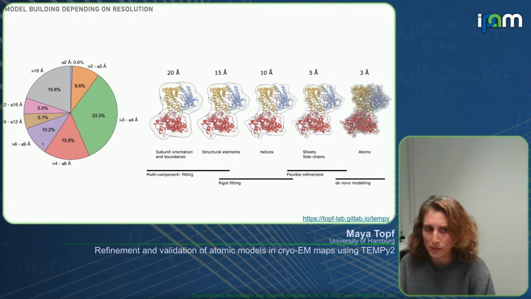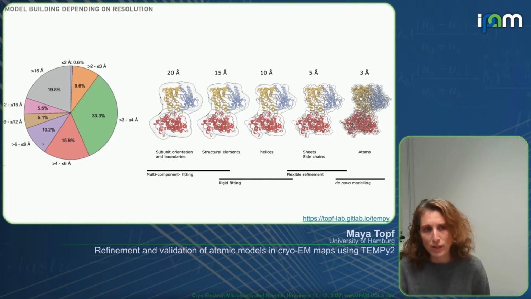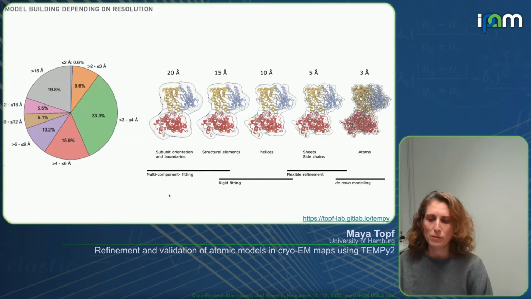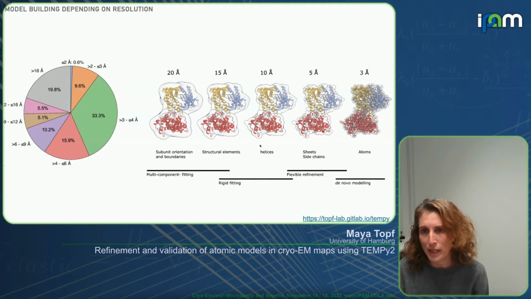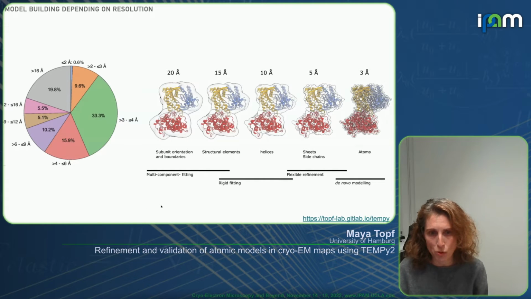However, we still have quite a few maps from subtomogram averaging or from very flexible structures where we have maps at lower resolution. So really, depending on the resolution that we're dealing with, we need to come up with different approaches. Originally, when I started working in this field, we were talking more about 10 angstrom, around that range, 15 angstrom. And now we talk more and more about near atomic resolution and even atomic resolution.